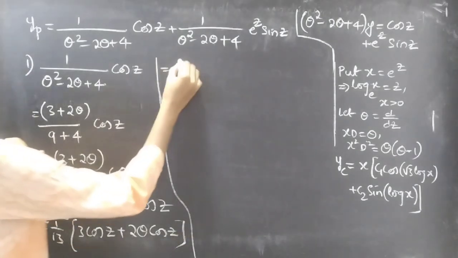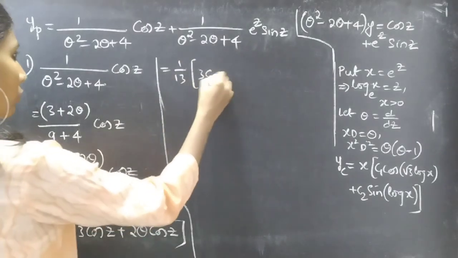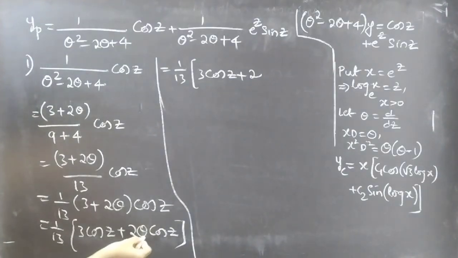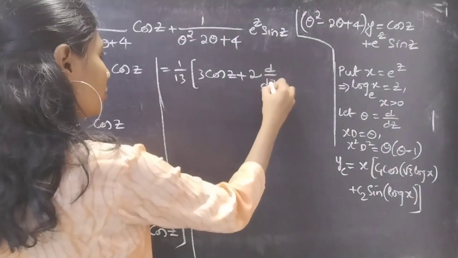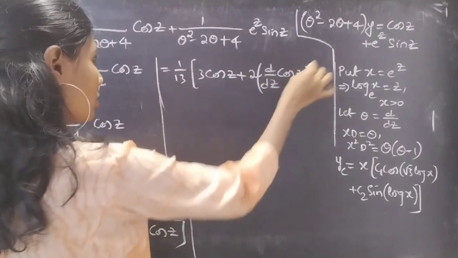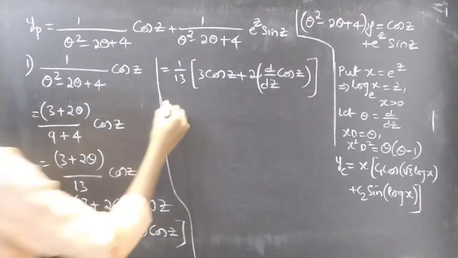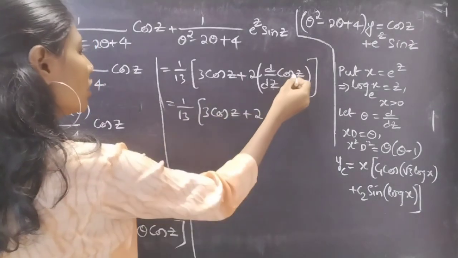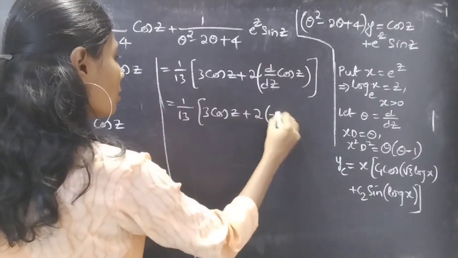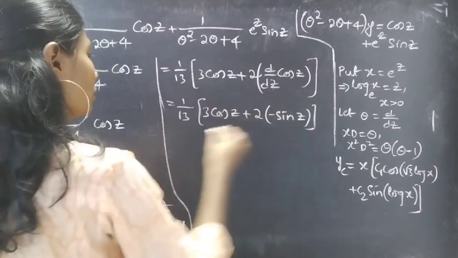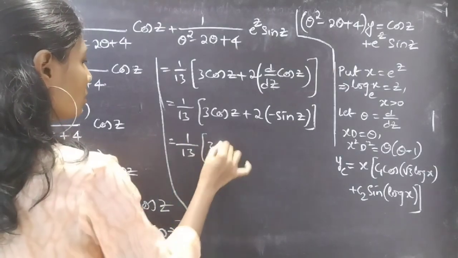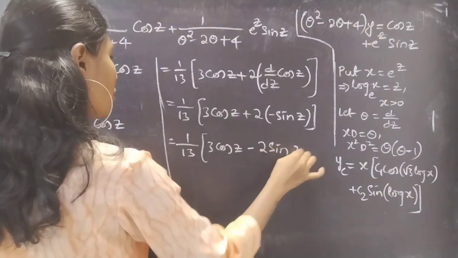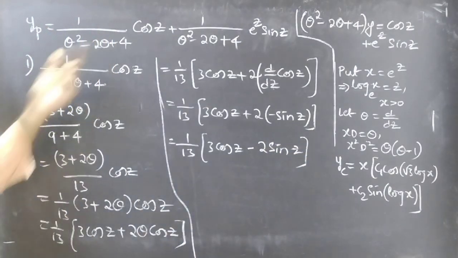This becomes 1 by 13 into 3 cos z plus 2 into, here theta is a differential operator, right? We can just replace theta by d by dz. In the next step, we'll find the derivative of cos z with respect to z. This is equal to 1 by 13 into 3 cos z plus 2 into the derivative of cos z with respect to z, which is minus sin z. Now this becomes 1 by 13 into 3 cos z minus 2 sine z. So this is the result obtained from the first term.